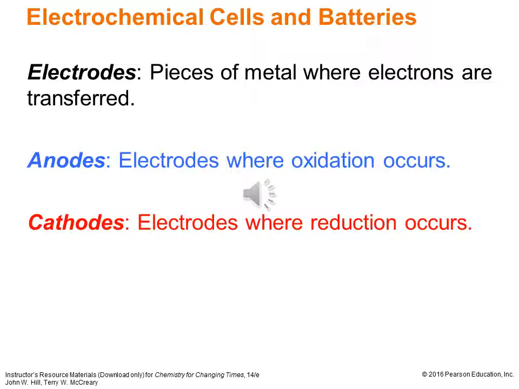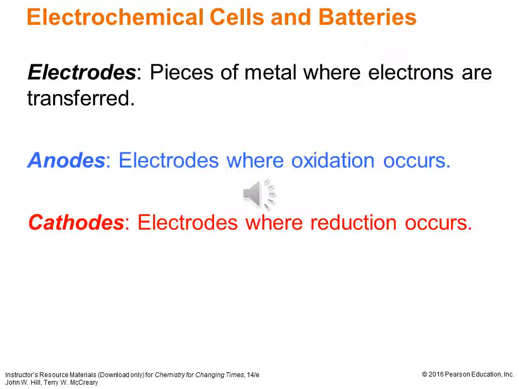In a battery, or in one cell of a battery, we would have two electrodes: an anode and a cathode. The electrodes themselves are typically pieces of metal or carbon, graphite, where electrons are transferred. The anode is the electrode where oxidation occurs, and the cathode is the electrode where reduction occurs.